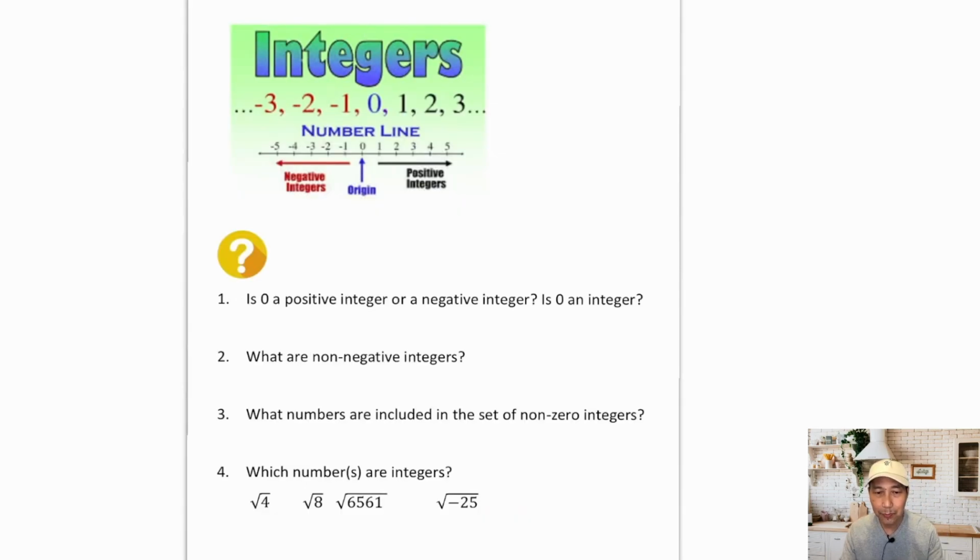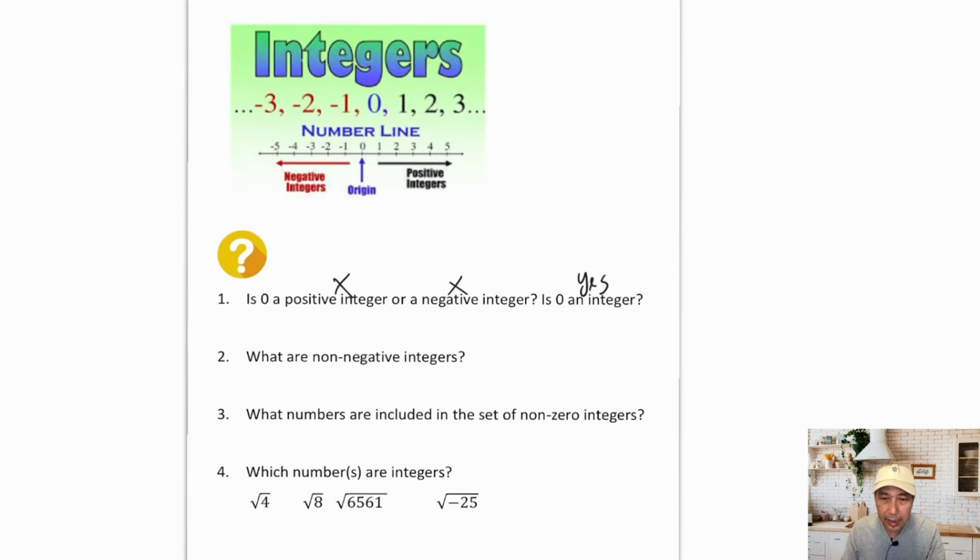Okay, let's see some questions. Question 1: Is 0 a positive integer or a negative integer? Is 0 an integer? You can see the diagram on top. 0 is neither positive nor negative. 0 is 0. So it's not positive, it's not negative. Is 0 an integer? Of course, yes, it is an integer.